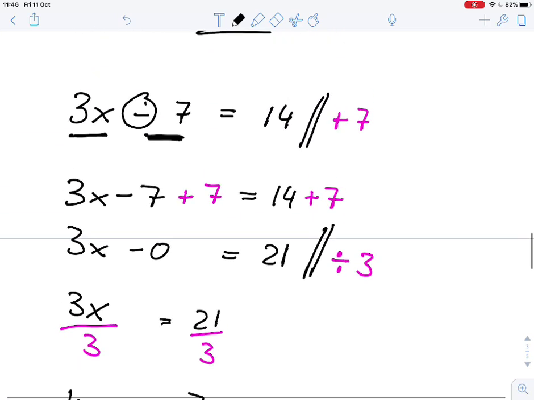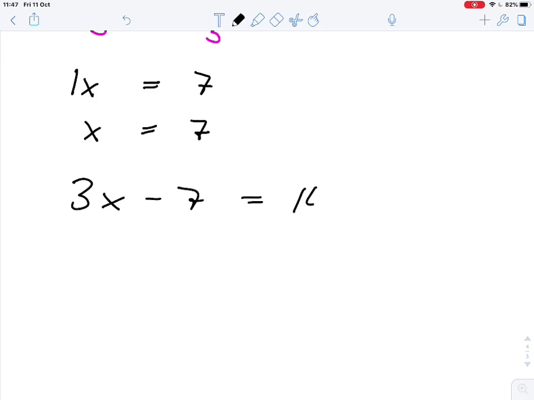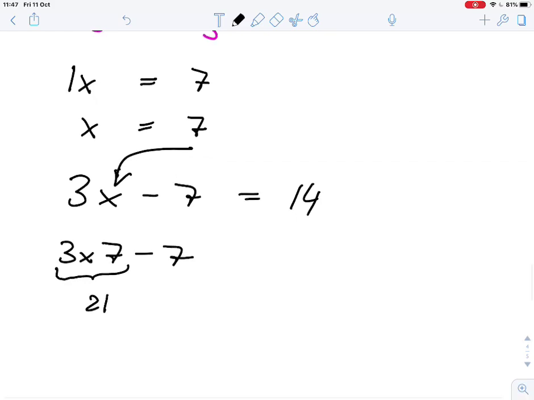Quick check. Is that right, what we have done? What we can do is we just simply put the x into our equation. So we said it is 3x minus 7 equals 14. It's always a good idea, especially when you're not totally sure, to put your result back in. So we have 3 times 7 minus 7. Careful, we have a hierarchy here. We have a multiplication. So we have 3 times 7. That gives us 21. Minus 7, that gives us 14.